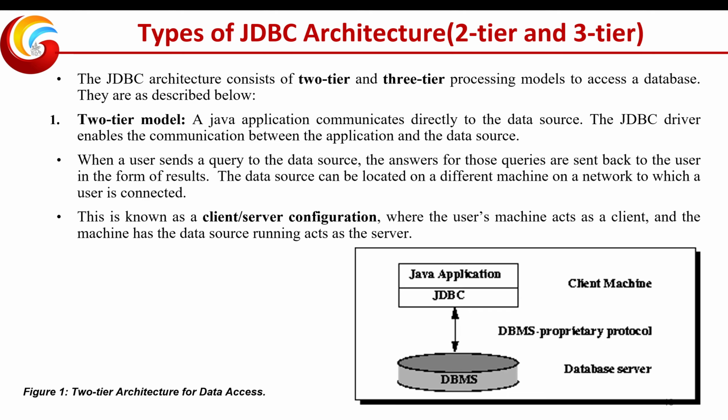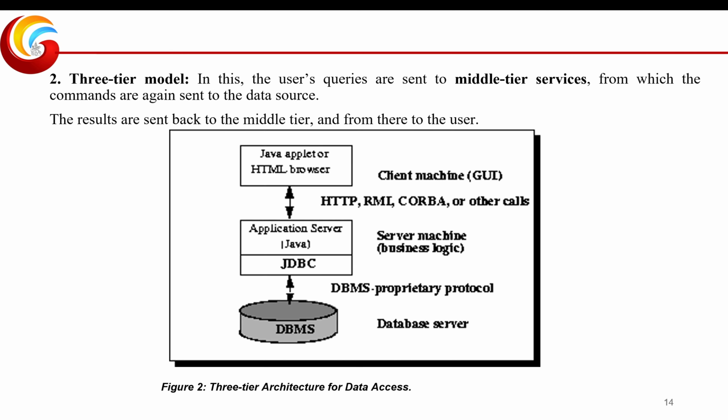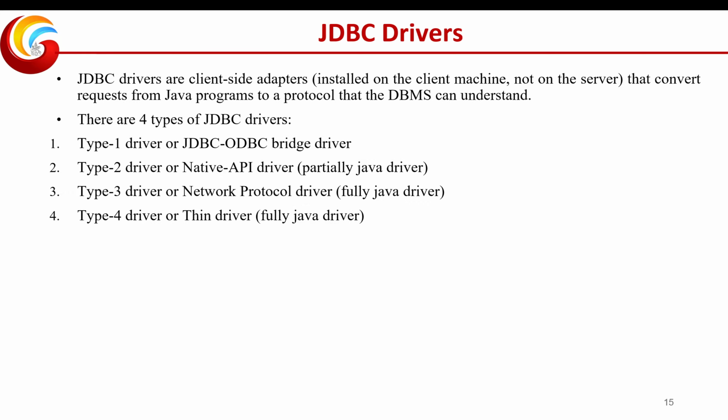In the two-tier architecture, the Java application acts as a client and the database acts as a server. The JDBC driver enables direct communication between the application and the database. In the three-tier architecture, the client sends requests to a middle tier, which then communicates with the database. This model improves scalability, security, and performance. JDBC drivers are client-side adapters that convert Java requests into database-specific protocols.